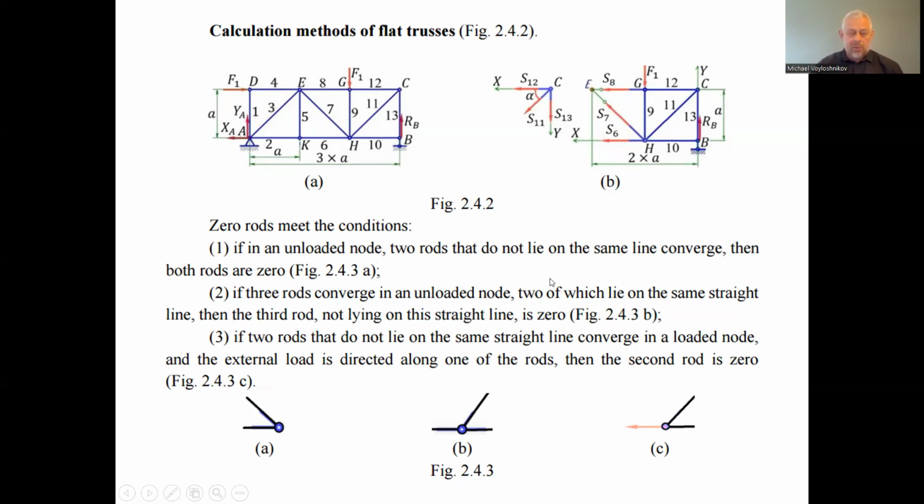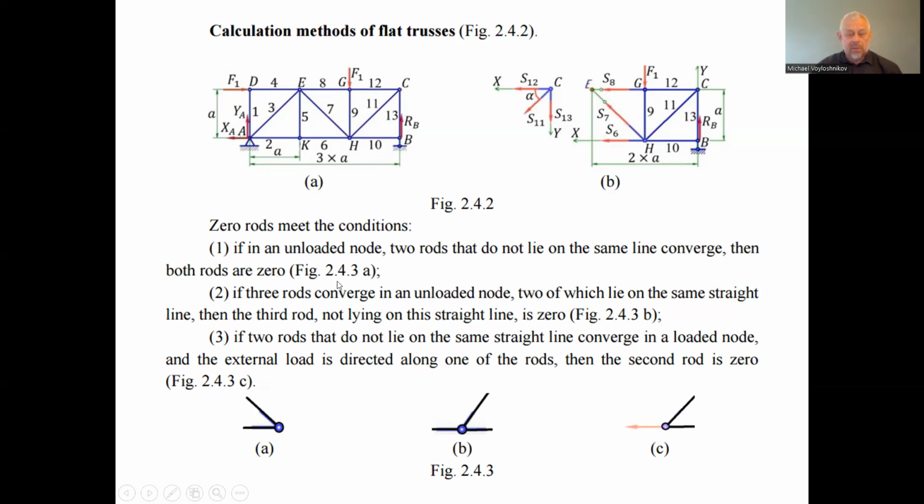Besides, it's very convenient to introduce the concept of zero rods. Sometimes, watching the specified truss, we can define the rods with zero efforts. Rods with zero efforts are zero rods. We can recognize zero rods by attributes. The first: if two rods that do not lie on the same line converge in an unloaded node, then both rods are zero.